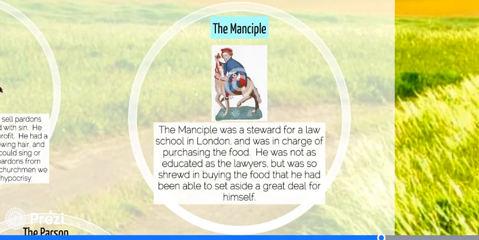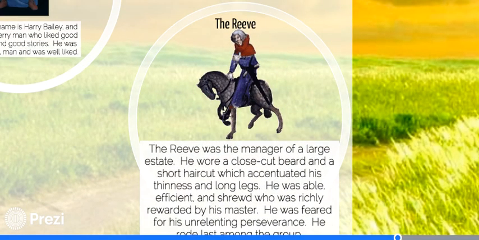Then you have the manciple. This is a guy who is basically like a house parent at a law school, okay? He takes care of all the students at a law school in London, and he's in charge of purchasing the food. While he's not as educated as the lawyers, he's very smart in buying the food so that he's able to set aside money for himself. So he charges them X amount, or the school does, and he's charged with getting them food, and he makes really good deals so that he can keep the extra. And he's also pretty smart with the law just from having been around them, even though he's not educated in the law.